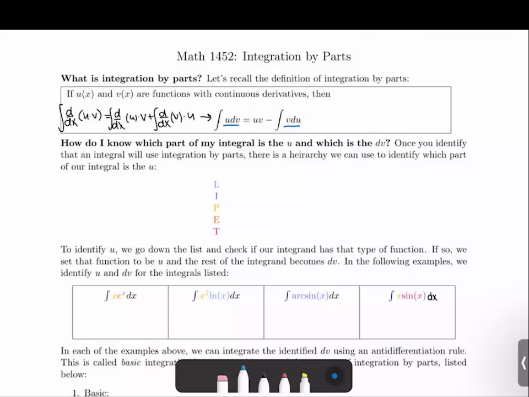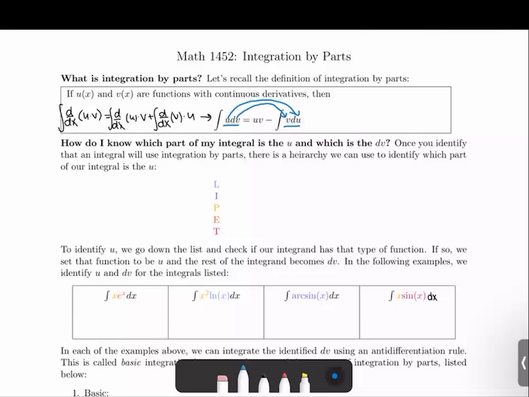So this method relies on identifying our integrand and breaking it into two parts, a u and a dv. And that u, whenever we translate to our new integral, is going to translate to du. So just to draw that, our u becomes du and our dv becomes v. That means that whenever we're identifying u, it needs to be something easily differentiable so that we can now have du. And for dv, it needs to be something easily integrable because it translates into v.